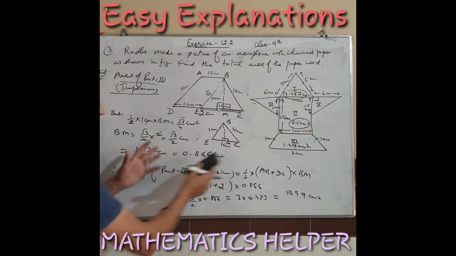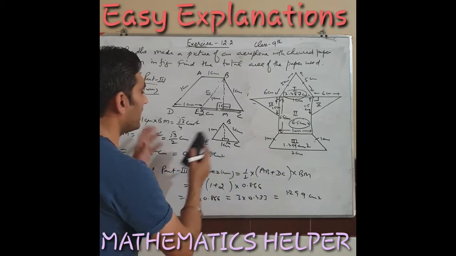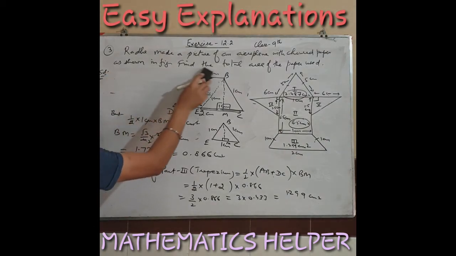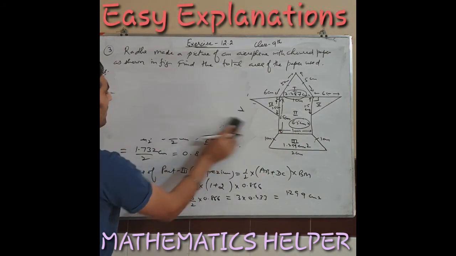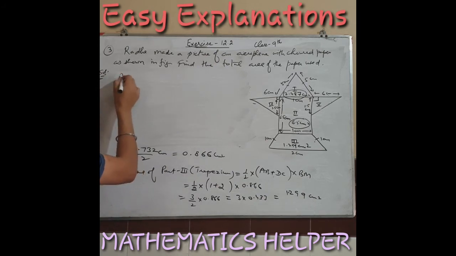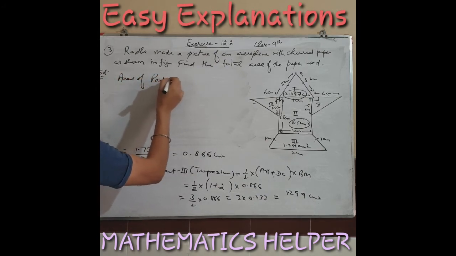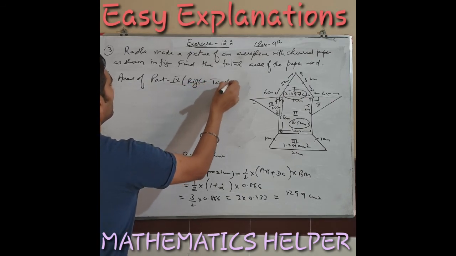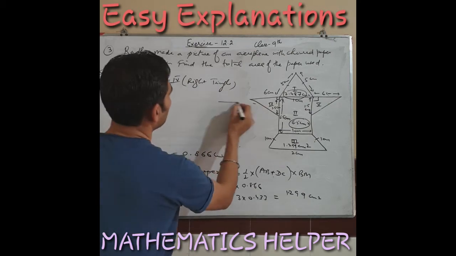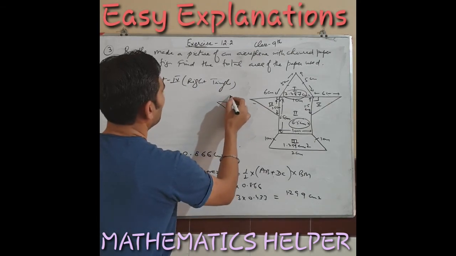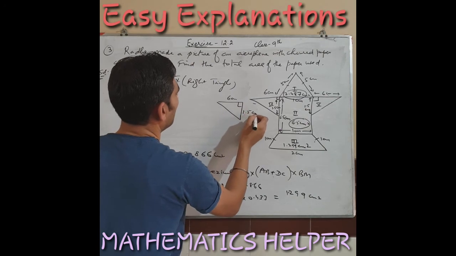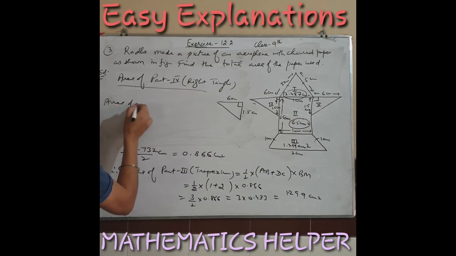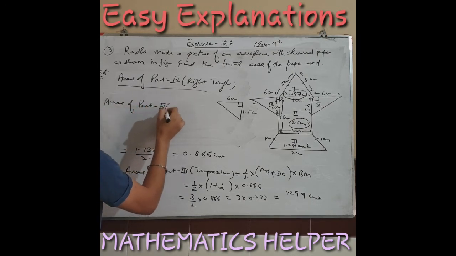Now I hope you are understanding this. This is a separate part, the main part of this question. The last question of the exercise is also similar. So I am going to erase it now. We will go for the area of part number 4. What is part number 4? A right triangle. You can mark it as a right triangle here. Here separately 6 centimeter, here 1.5 centimeter. So we will write area of part 4, which is a right triangle.